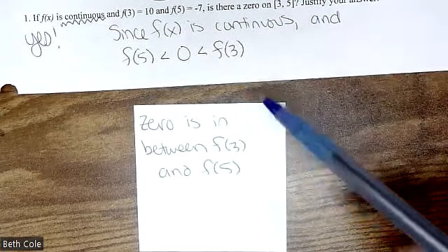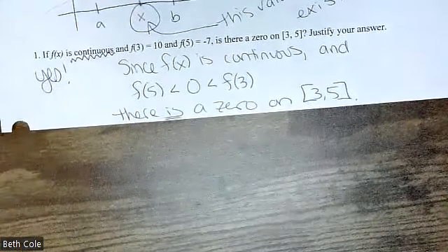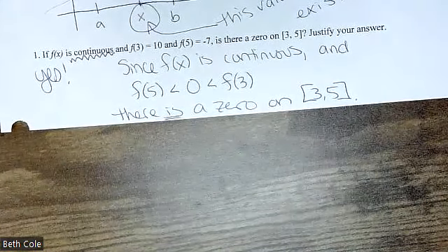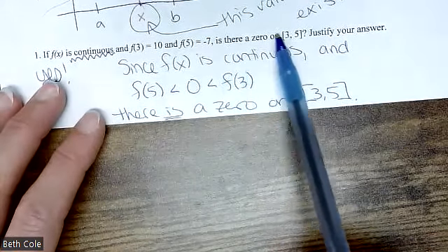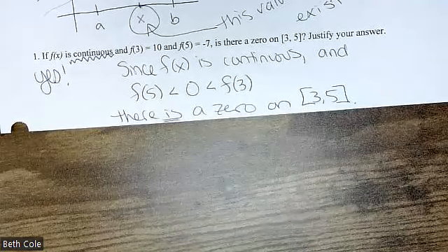But since the function is continuous, and this is all true, here's your big conclusion. There is a 0 on the interval 3 to 5. That's what you're trying to prove in the first place, is that there is a 0 on the interval 3 to 5. And that's sort of a matter of just repeating the problem back at itself. Do you see how it says, is there a 0 on 3 to 5? You're saying, well, there is a 0 on 3 to 5. But I always compare this to, you know how in English class, when they give you a prompt?